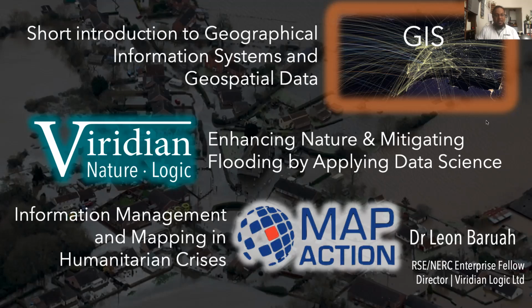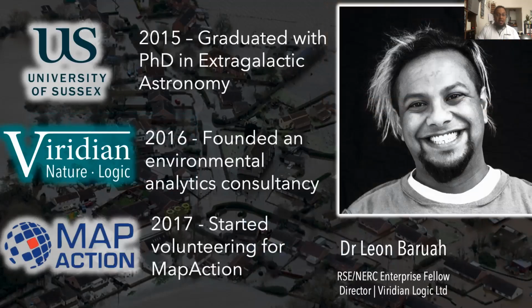So, a little bit about me. I graduated in 2015 with a PhD in astronomy. Whilst I was finishing up my PhD, I started working in environmental risk consultancy. A little later on, in the wake of the Brexit vote, I started my own company with my current business partner. And the next year, from the line manager that I had in that risk consultancy, I started volunteering for Map Action.